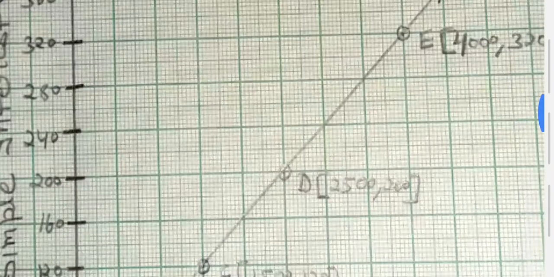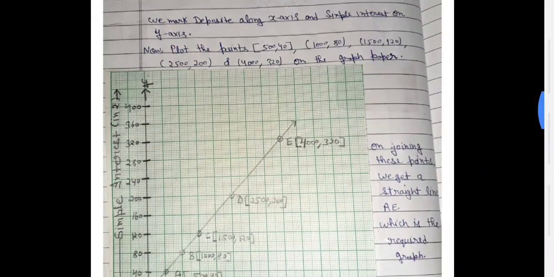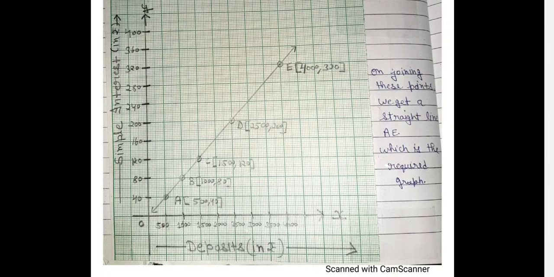Okay, now when you have plotted all the points, with the help of a scale or ruler you have to join all these points, then you will get one straight line, as I show here. So this is your complete graph.